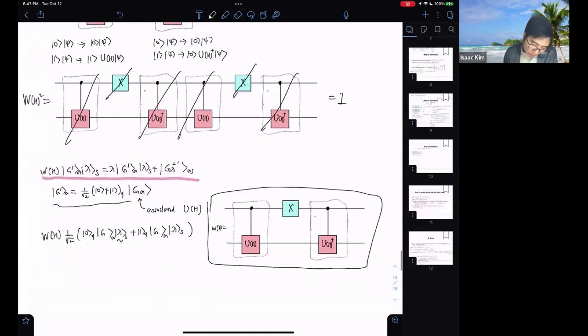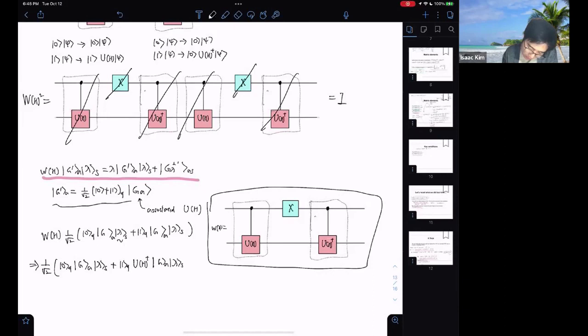So first stage, we apply... In a circuit diagram, you start from the right. It depends on the convention. It turns out that for this particular purpose, it's not going to matter too much, but let's just start from that side. In that case, we get 1 over square root of 2. If you have 0, you apply nothing. And if you're in the one state, then you apply U of H dagger on the state.